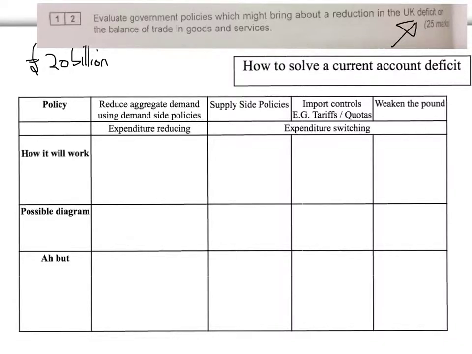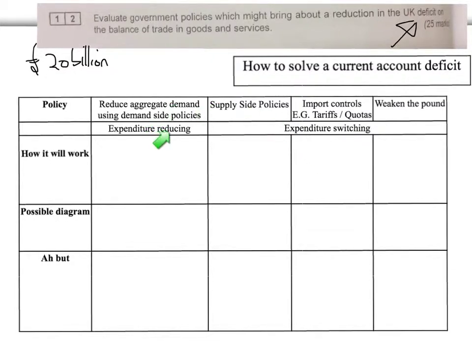Anyway, once you've done that, you want to get on with doing the policies because there's so much you can say with this question. There's loads of marks to go. There are 4 different options you can do. One of them is an expenditure reducing policy, which is a bad one because it means there can be less spending in the UK economy. And then there's going to be expenditure switching policies. And these are all about getting people to switch their spending from imports to spending on our goods. So anyway, I'll start off with this one.